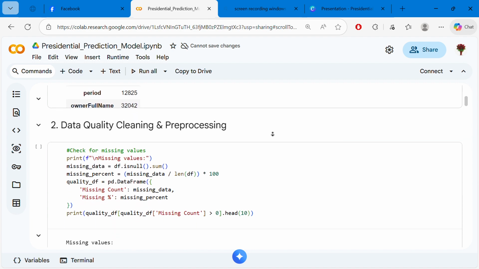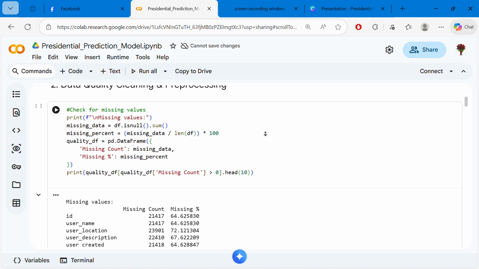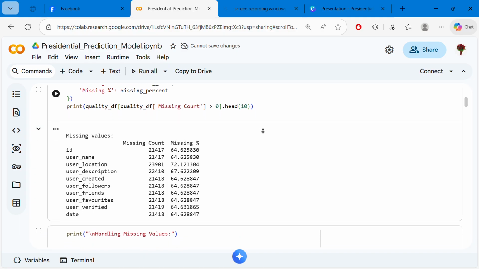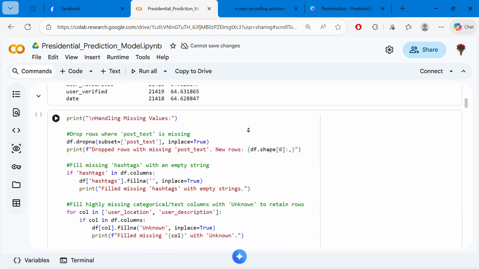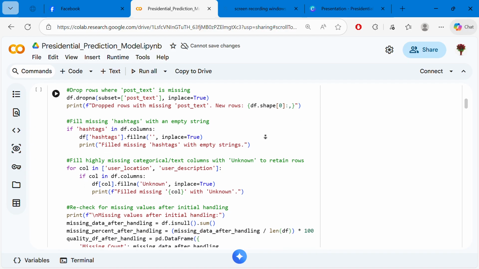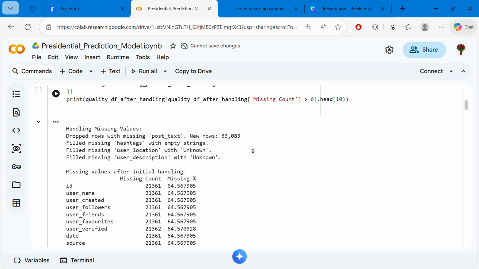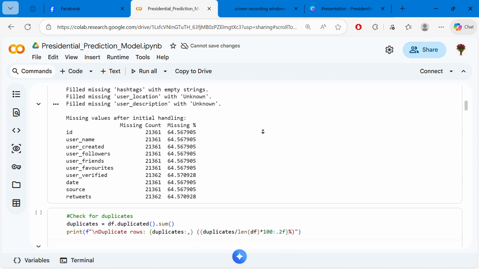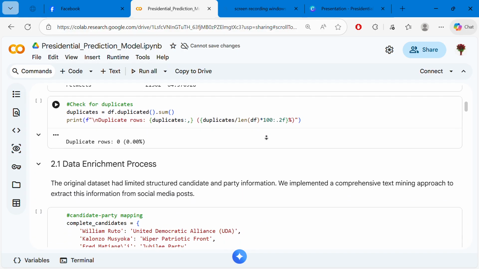Then we went to step 2. This is where we clean the null values and duplicates, and pre-process the data. First we checked for missing values, and we found that the ID column had 64% missing. Then we handled the missing values: we dropped some rows and filled some rows, and got the following result. Then we went ahead to check for duplicates, and we found that there were no duplicates.